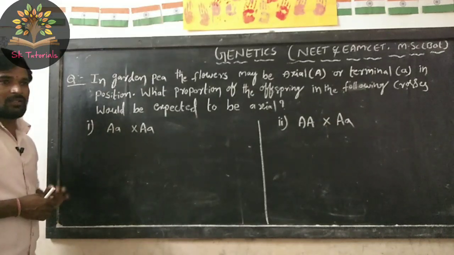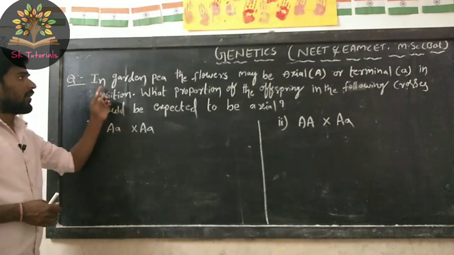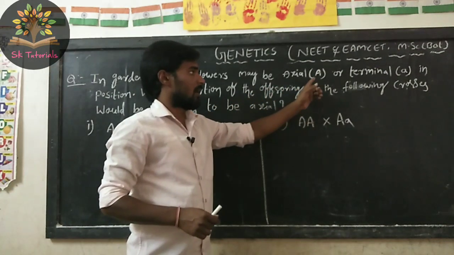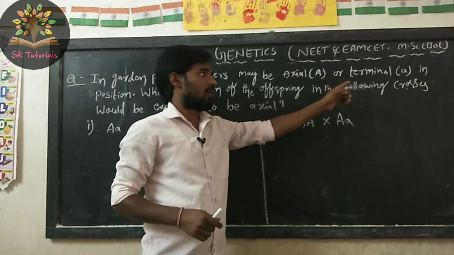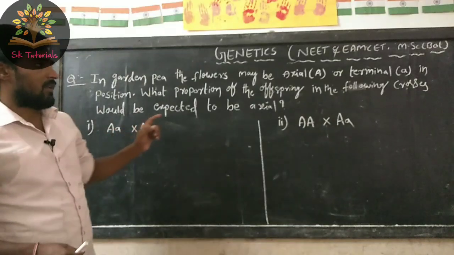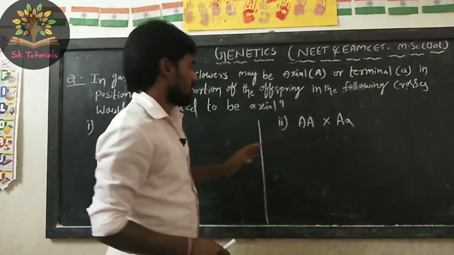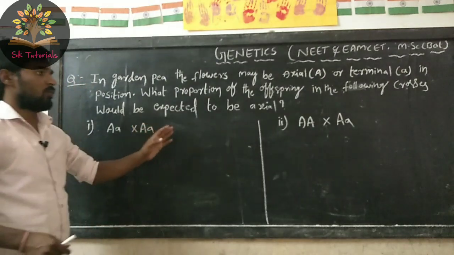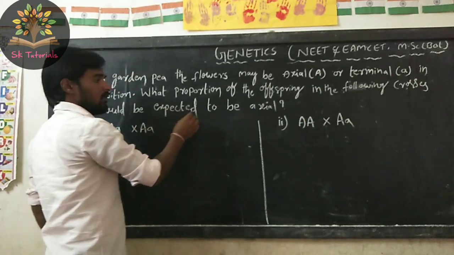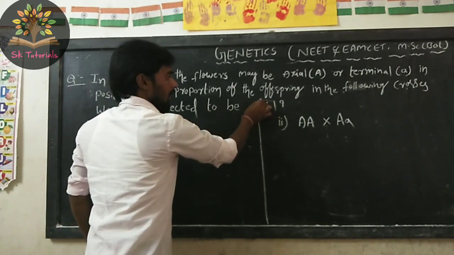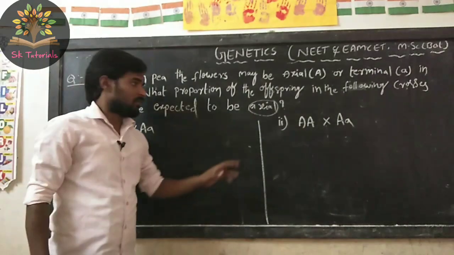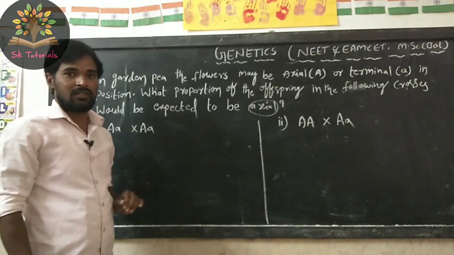First question: in a garden pea, the flowers may be axial, capital A, or terminal, small a, in position. What proportion of the offspring in the following cross would be expected to be axial? What are they asking here? We have to find out the axial proportion in the following cross.